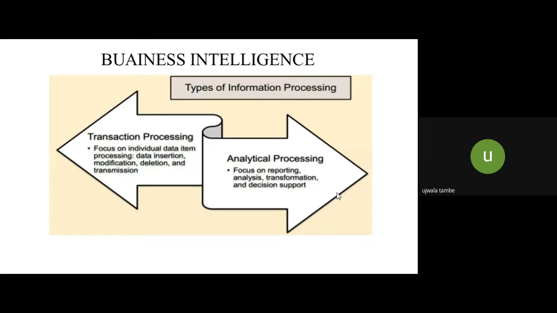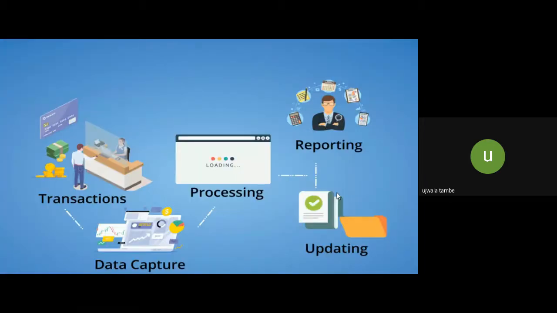Okay, so in transaction processing, we are focused on individual data item processing like data insertion, modification, deletion and transmission. Okay, so this is the scenario with the TPS system, that is the transaction processing system. Whatever transaction is done by the customer through his debit card or credit card, that data is captured, then the processing is done, and after that we get the output in two formats. On one side the data is updated and on the other side the reporting is done.